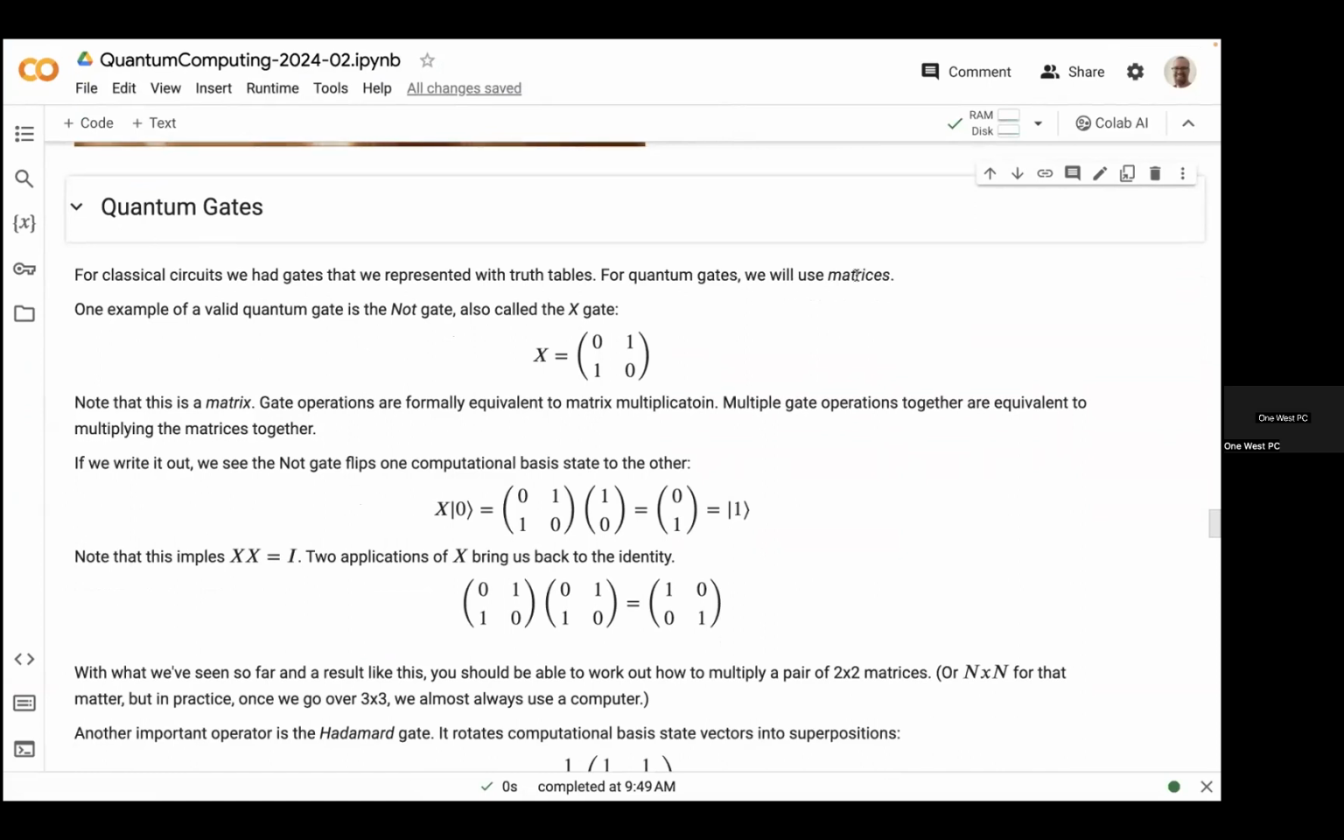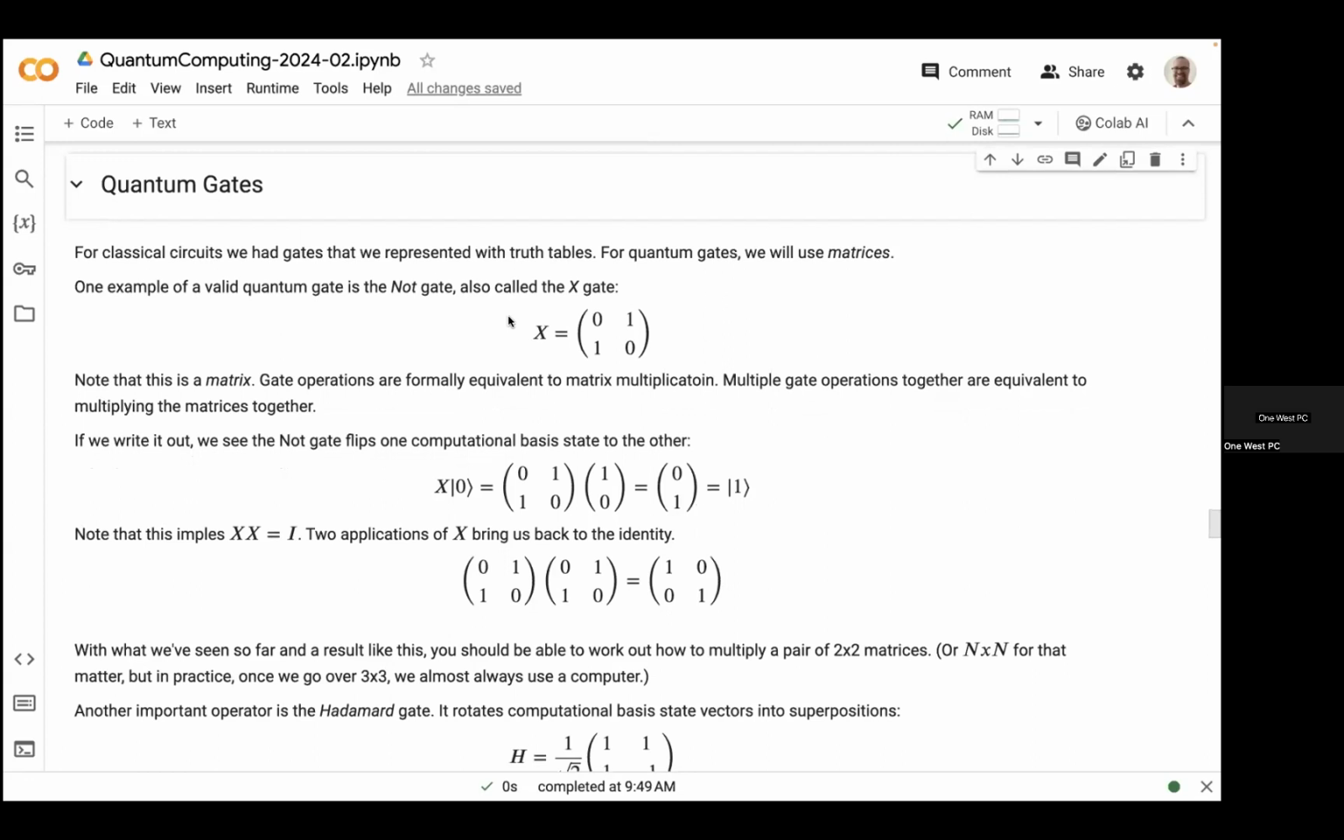Now, you can, of course, do matrices for classical gates also, but whatever the case. All right, so one example of a valid quantum gate is the NOT gate, which is also called the X gate, which I forget if I talk about later or not, but I don't think you need to worry about it too much right this second. And it looks like this. So you have zeros on the diagonals and ones off diagonal on a 2x2 matrix.